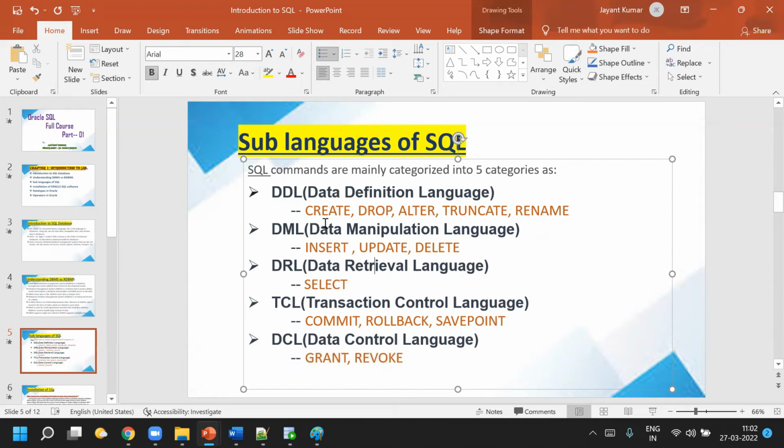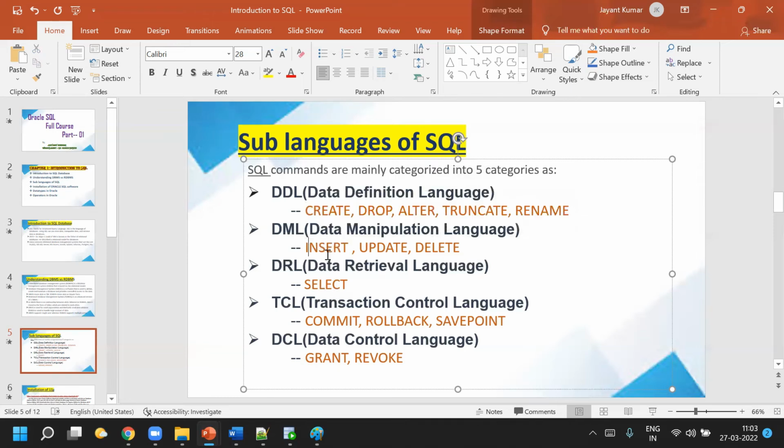So what is our scope from these sub-languages? We will not use DDL commands in our ETL testing. When you go into a real-time project and get deployed to a company, you will not have permission to create table, drop table, or alter table. You will not have permission at all, because if you drop any of the tables, the developer has to create it again. It's very lengthy work.